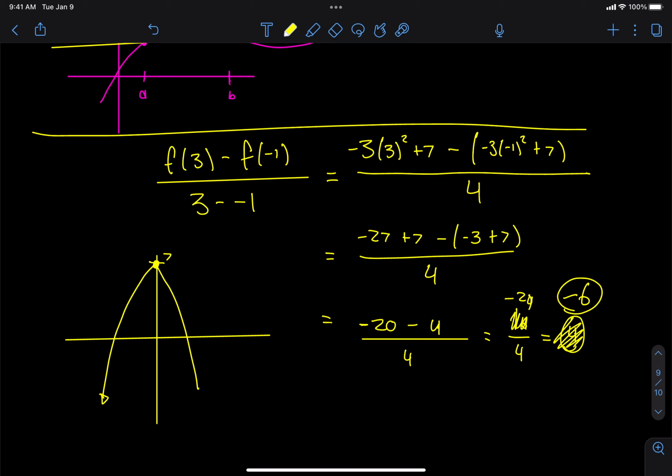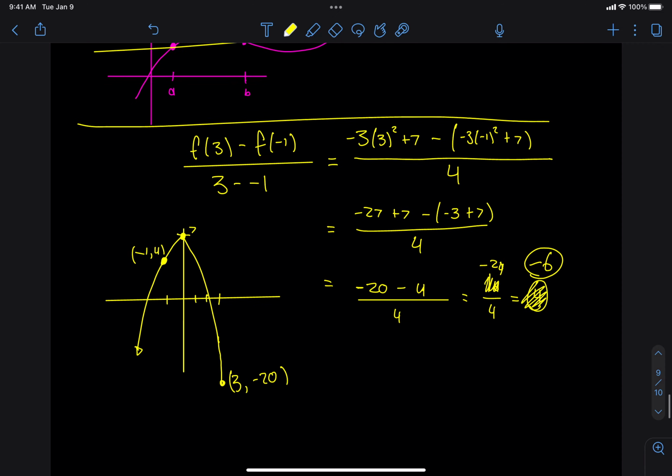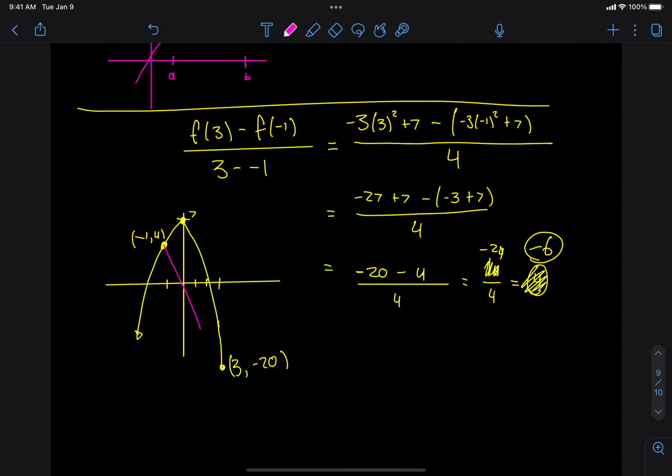Okay, so when I plugged in negative 1, the height was 4. So that's this point. Here, negative 1, 4. Now what's the other point? 3, when I plug it into the function, I get negative 20. So that's somewhere way down here, right? So 1, 2, and then 3 is way down here at 3 comma negative 20, yes? So if I were to draw a line between those 2 points, it would look like this. And the slope of that line would be negative 6.